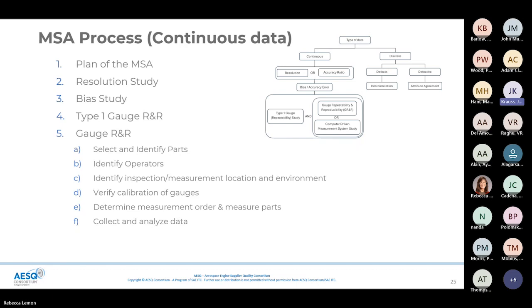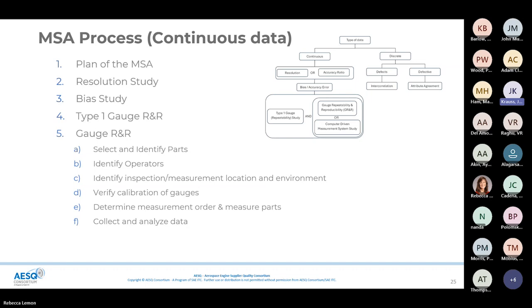Step 4 is the type 1 gauge R&R, which is one operator measuring the same part multiple times to ensure that the gauge is repeatable while removing the variation from other operators. And step 5 then is a type 2 study, also known as a gauge R&R. So during the gauge R&R, it's broken down into a few main steps here: selecting and identifying the parts used in the study, identifying your operators, identifying the inspection and measurement location and environment.